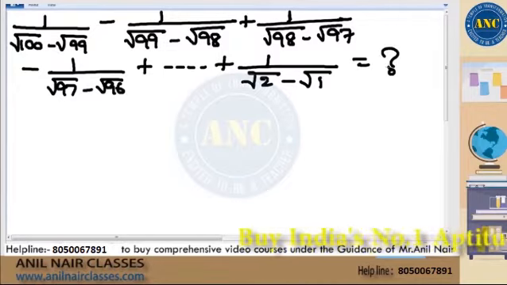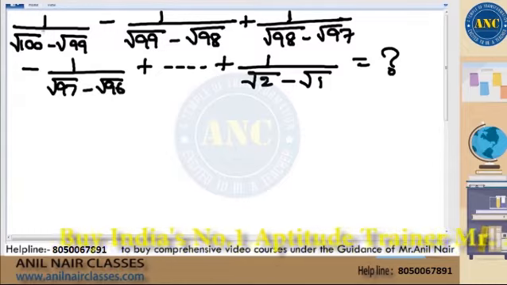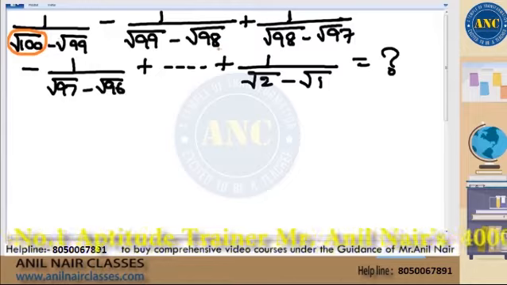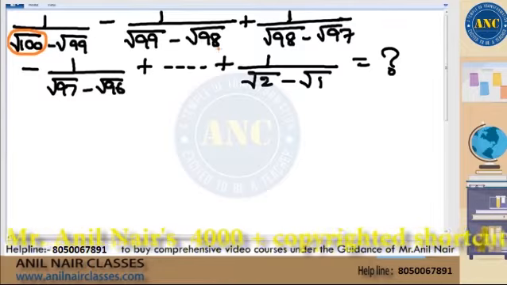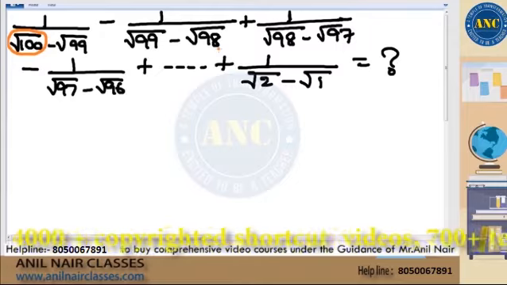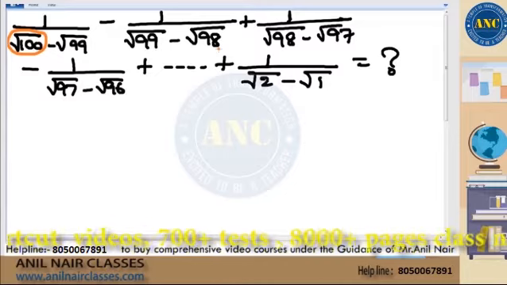It looks like a very difficult question, because we only know a few perfect squares which come in between, like root 100 we know, root 81 we know, root 64 we know, root 49 we know. We know only a few perfect squares, but we don't know root 98, root 99, root 96, all those things. So you think that it's a very difficult question, but it's a very easy question.